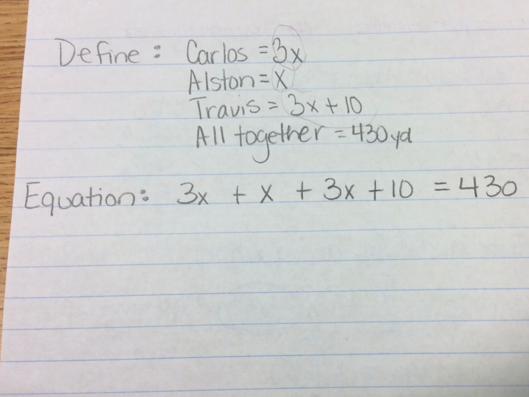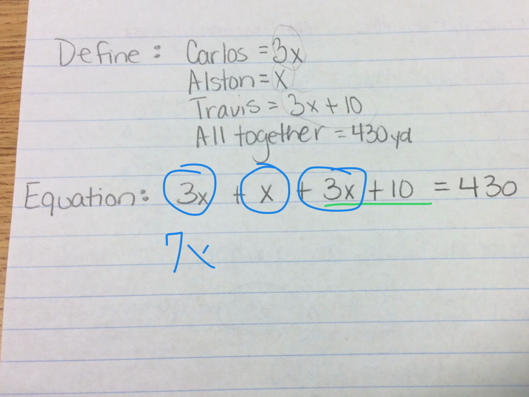Okay, your equation should look something like this. 3x, which is Carlos, Alston was x, and then Travis was 3x plus 10, okay, equals 430. So now we have to simplify. We're going to combine the things that are the same. 3x, x, and 3x are all the same. 3x plus 1x is 4x, plus 3x is 7x. Then we have a plus 10.